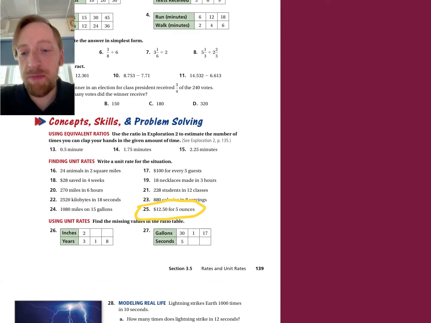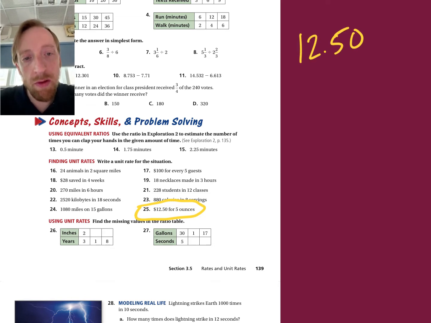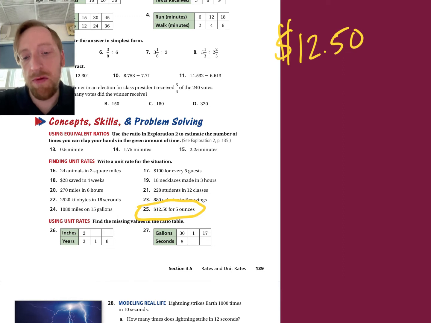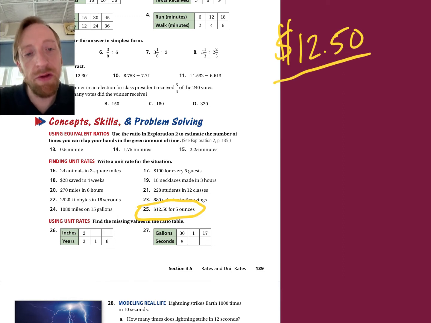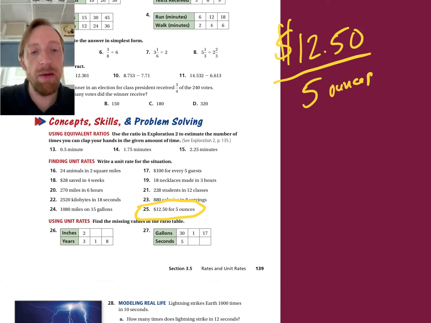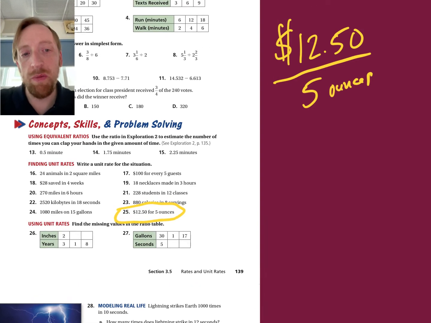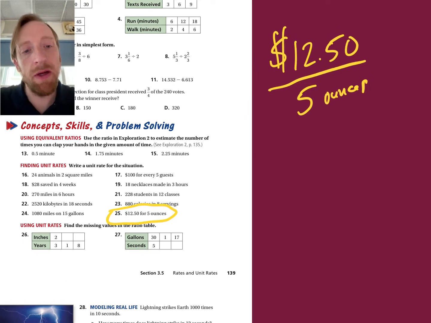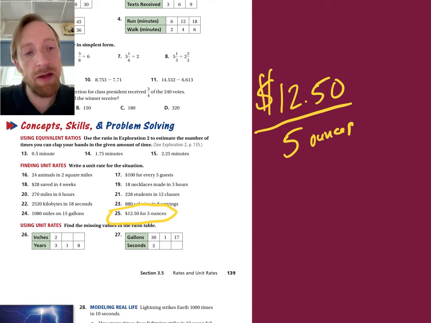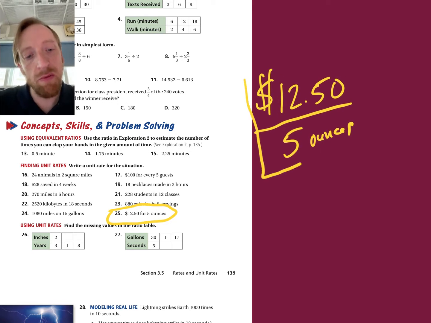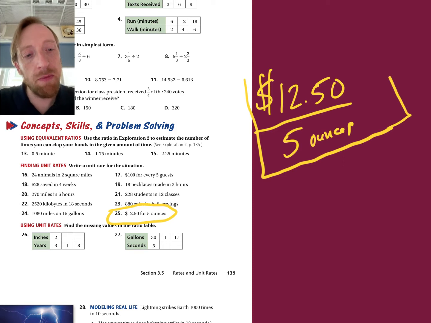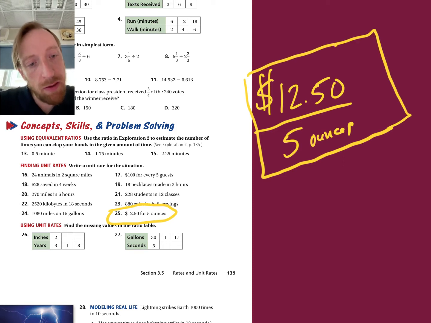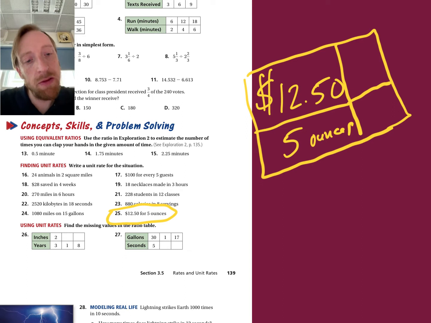So if we have $12.50 for every 5 ounces, I'm going to write that in my ratio form, 12.50 over 5. Okay, and the reason I'm going to write it that way is because I'm going to make a ratio table just because this is what we've been doing recently, right? So I'll make 4 little cells here.